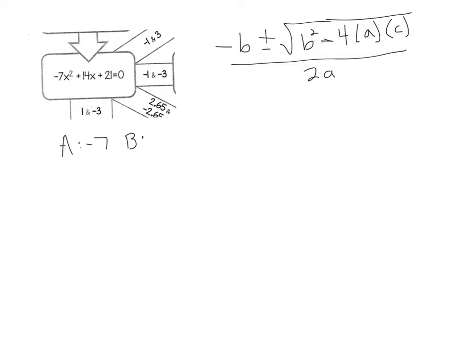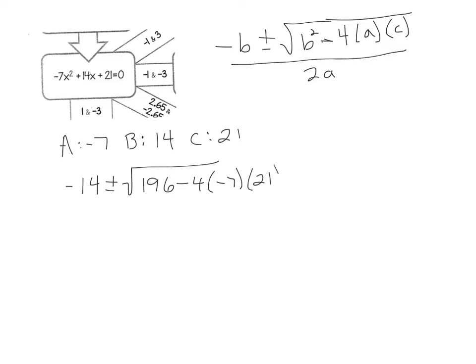I have a b, that's positive 14. And I have a c, that is 21. So I'm going to do negative b, so that's negative 14, plus or minus the square root of b squared, and 14 squared is 196, minus 4 times negative 7 times c, which is 21, whole thing over 2a, which would be negative 14.